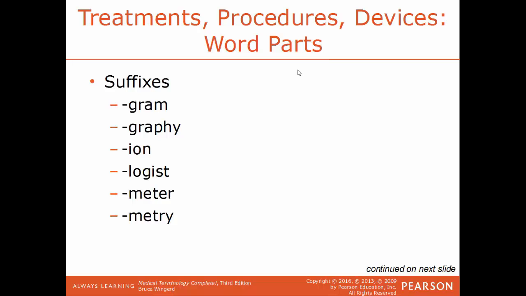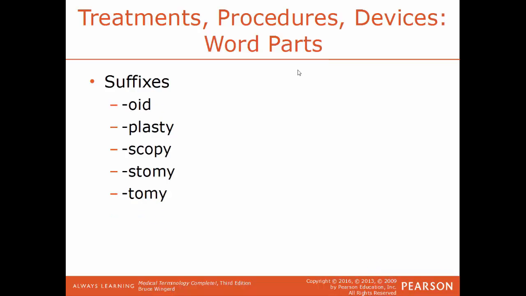Ion is a process. The suffix logist is someone who studies or a specialist. Meter means to measure or to gauge. And metry is the process of measuring. The oid means derived from or resembling. Plasty, the surgical repair of. Scopy is a visual examination. Stomy would mean a new opening. You are creating a new opening. Tomy is the process of cutting.